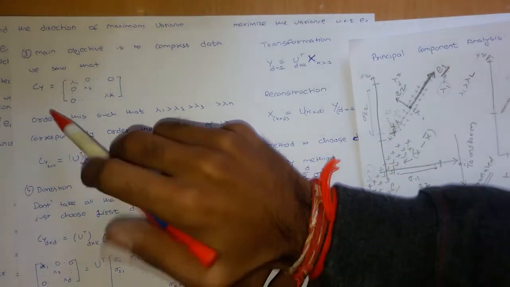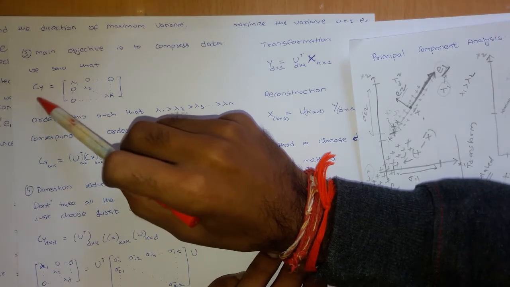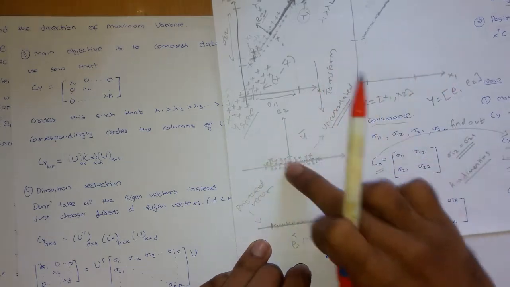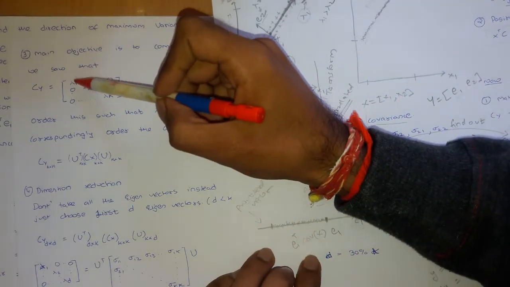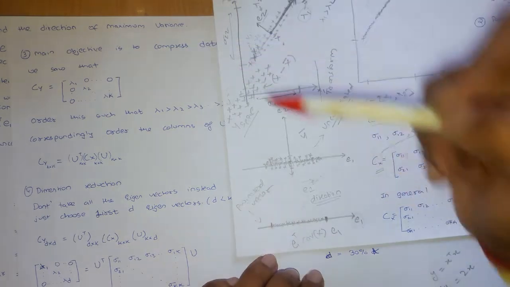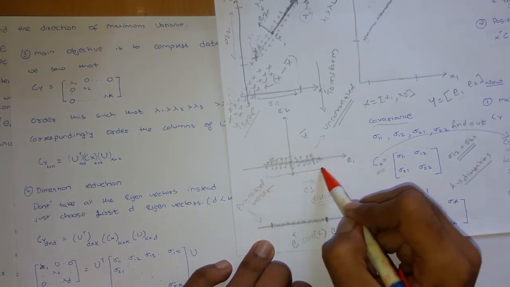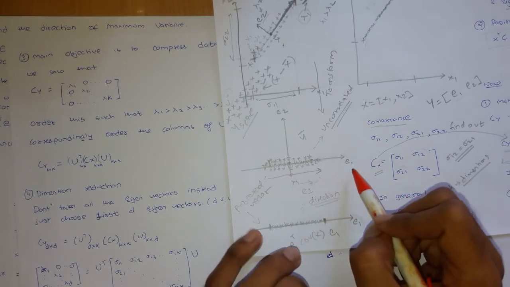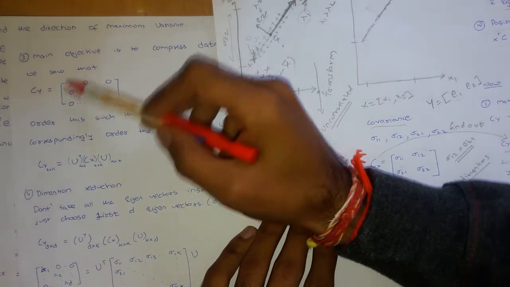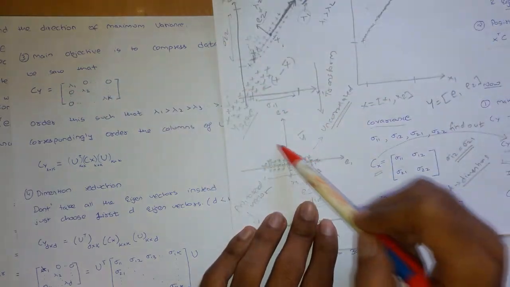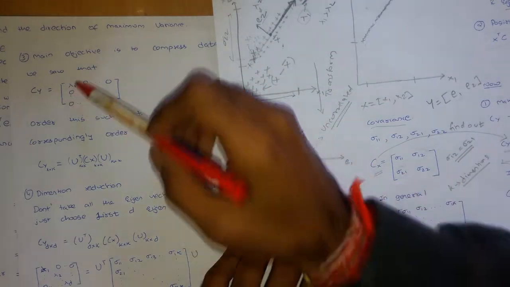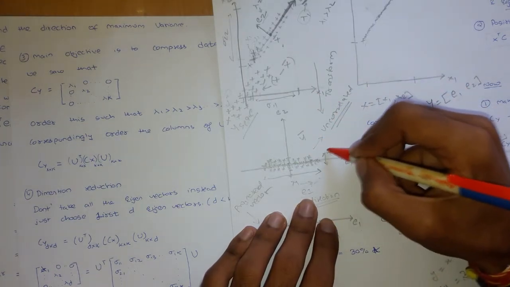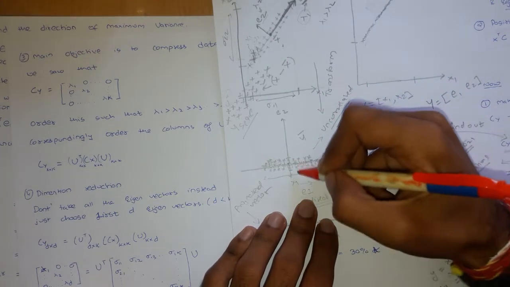We saw that the covariance matrix of this data, the covariance matrix of Y, is of this form: lambda 1, lambda 2, lambda k. You can see that lambda 1 is nothing but the variance along E1, because this is given by the covariance matrix of Y. Similarly, lambda 2 is the variance along E2.